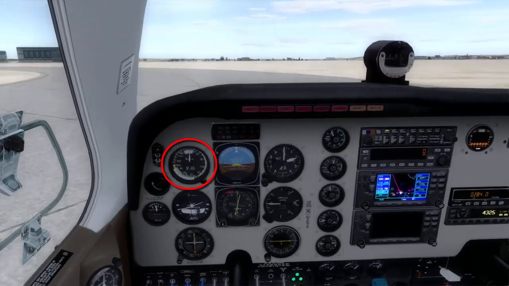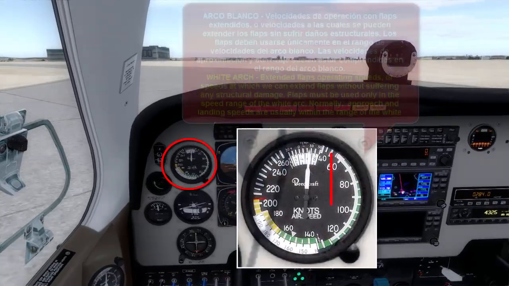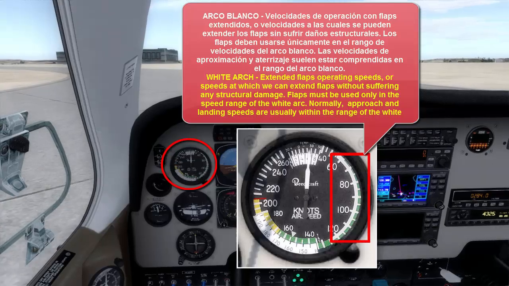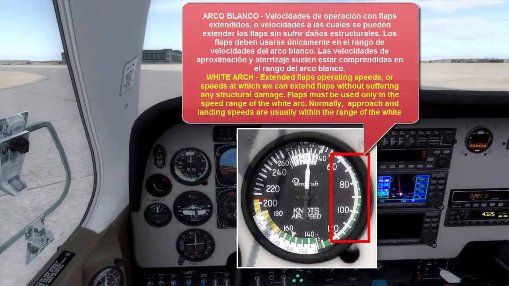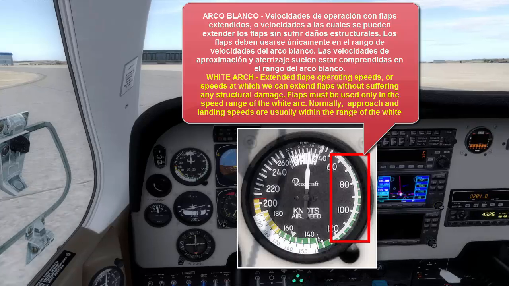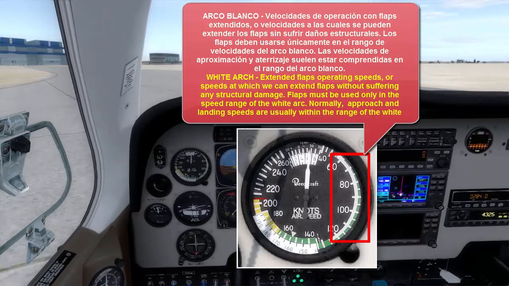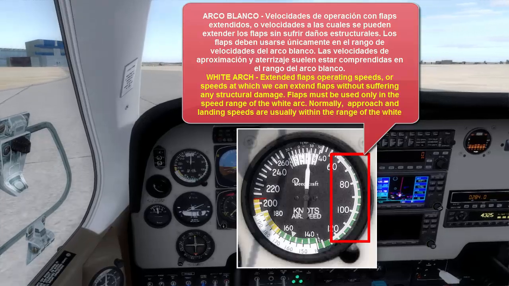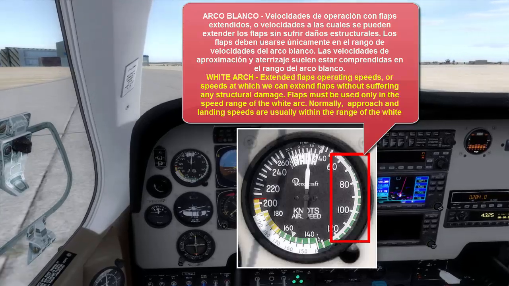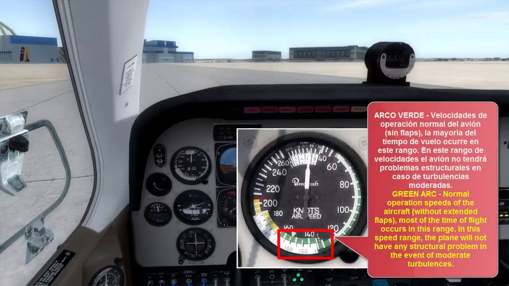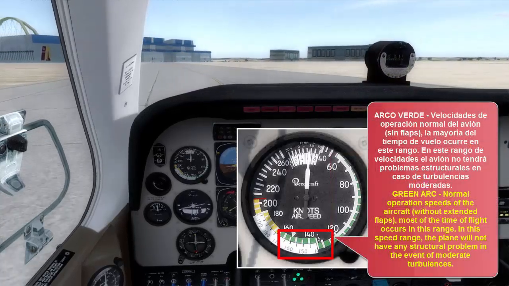Okay, we'll talk about that, but before we talk about that, I want to talk to you about the airspeed indicator and the arcs. We have the white arc, and what does the white arc tell us? Those are the extended flap operating speeds, or the speeds in which your aircraft can use flaps. Then we have the green arc.